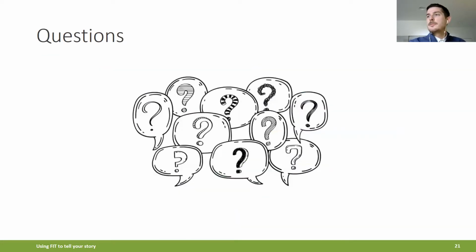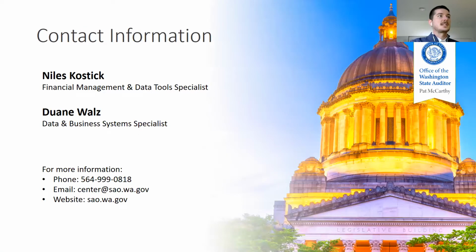So we have about 4 minutes left, which I think is the perfect amount of time to address any other questions that are outstanding. And if not, just know that we do have contact information here, especially that email, which is most important, center@sao.wa.gov. That'll get you to our team. That's how you can sign up for personal training sessions. That's how you can get resources, whatever you need from our office in terms of resources and tools.